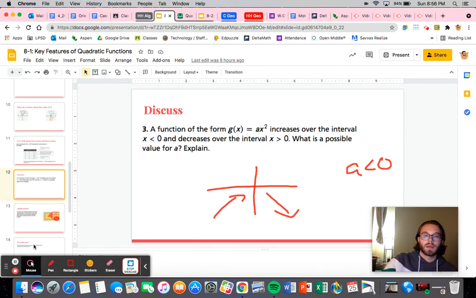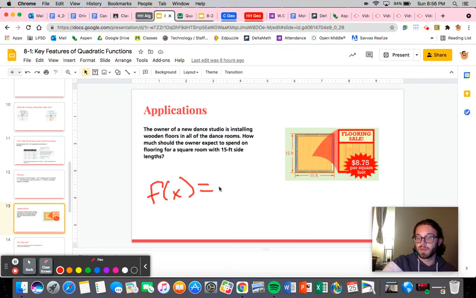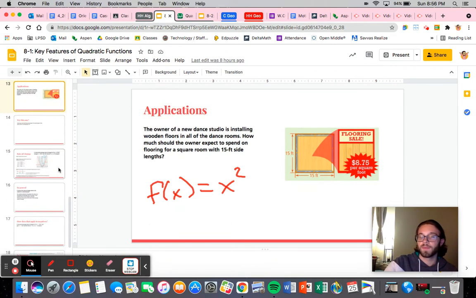Now, I do want to quickly talk about a couple of examples in terms of applications. Pretty much at this point, all we're going to be looking at is things relating to area. Because if you look at it, f of x is equal to x squared. What is that? This is essentially the area of a square. So when you're dealing with these, you're just going to be looking at it in terms of areas of squares.